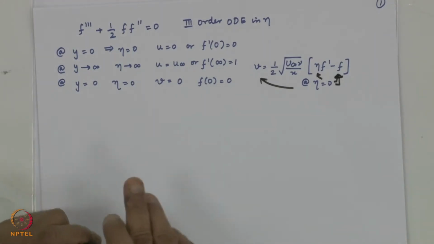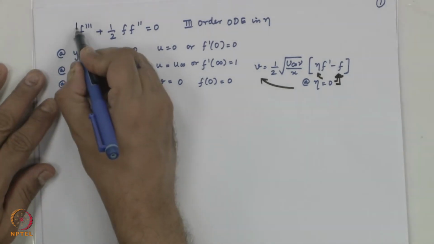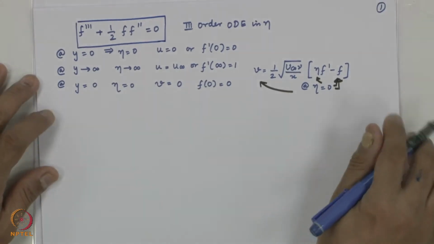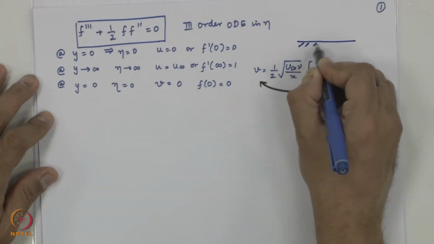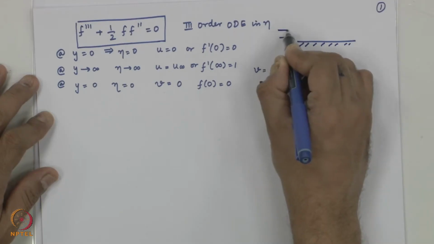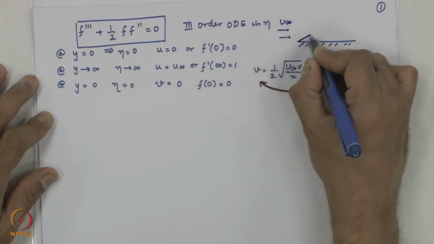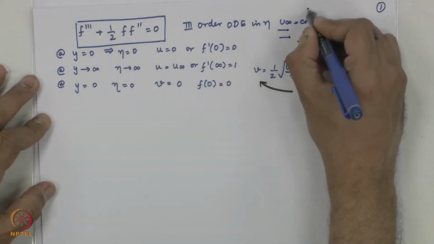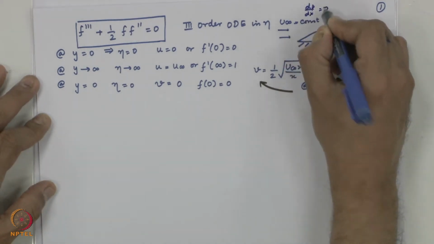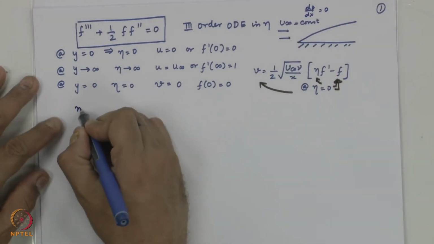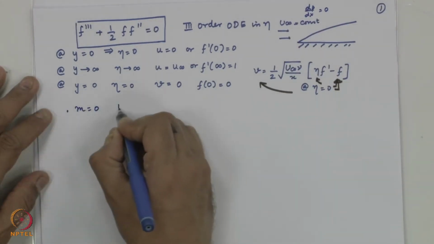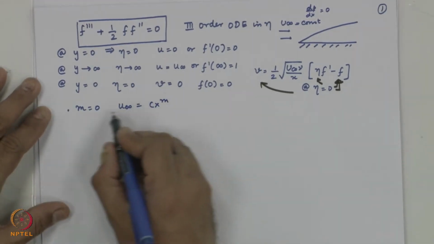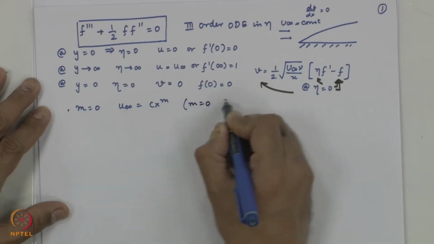So, these three boundary conditions for this ordinary differential equation is what you see for flow over a flat plate. This is flow over a flat plate with a free stream velocity u infinity, which is equal to constant. U infinity equal to constant means dP by dx is equal to 0. The pressure gradient parameter m is equal to 0. U infinity, recall, is Cx to the power m. When m equal to 0, you get flow over a flat plate.